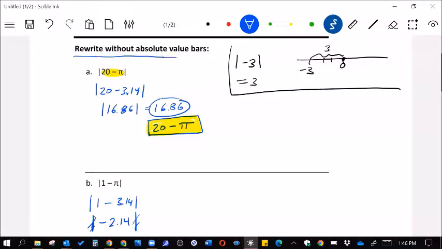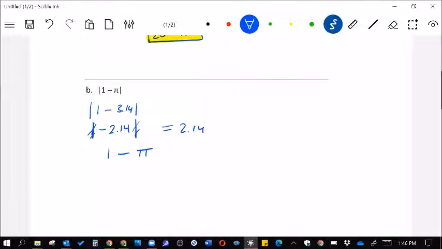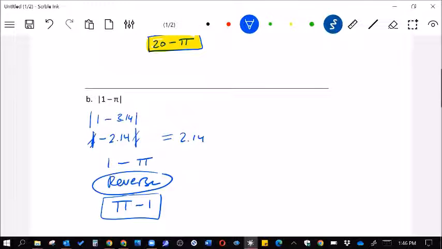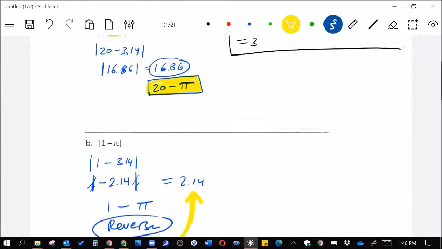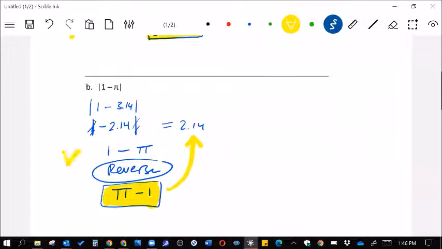We need to rewrite it without the absolute value bars. We want to get 2.14, so we cannot use 1 minus pi without the absolute value bars. Instead, we reverse it and we make it pi minus 1. That becomes the correct answer. So that's writing the expression without absolute value bars that gives you the correct positive answer. In this case, we did not need to reverse it. In this case, we did need to reverse it.